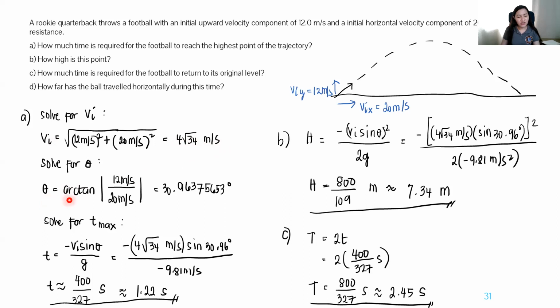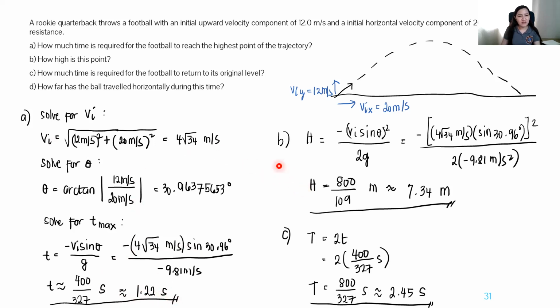And then we can solve for the launch angle, which is arctan of the vertical over the horizontal component, and we'll be able to come up with 30.963755653 degrees. So launch angle. So we now have the initial velocity and the launch angle, so we can now solve for our unknowns. So for A, the time to reach the maximum height, T max, we just use the formula, substitute the values that we were able to come up with, and we're able to find that it's 1.22 seconds.